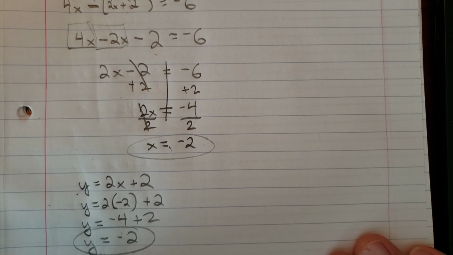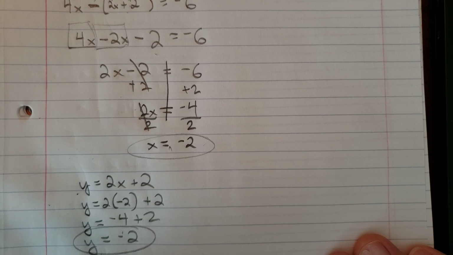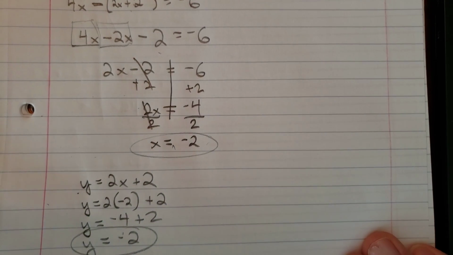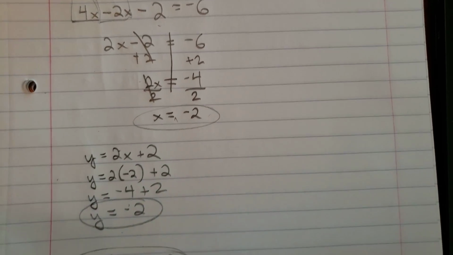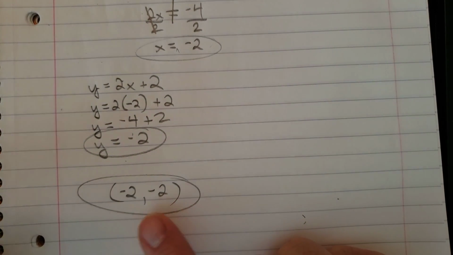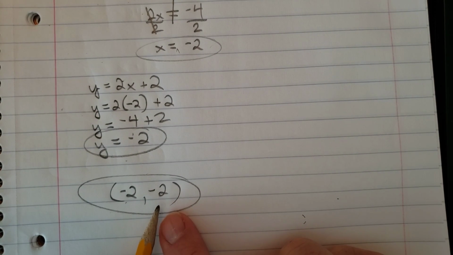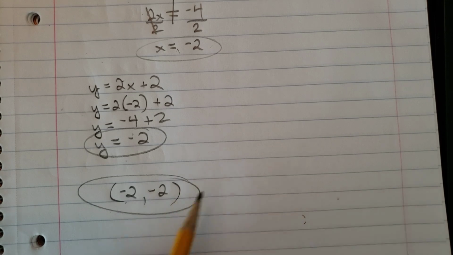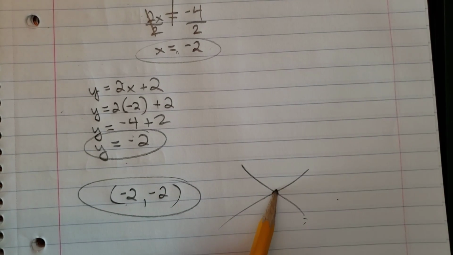So step 5 is to put that in coordinate pair form: negative 2 comma negative 2. All right, what is that? Negative 2 comma negative 2? That is our solution to the system. Right, it's where the lines cross on a graph, and it's the point that satisfies both equations.